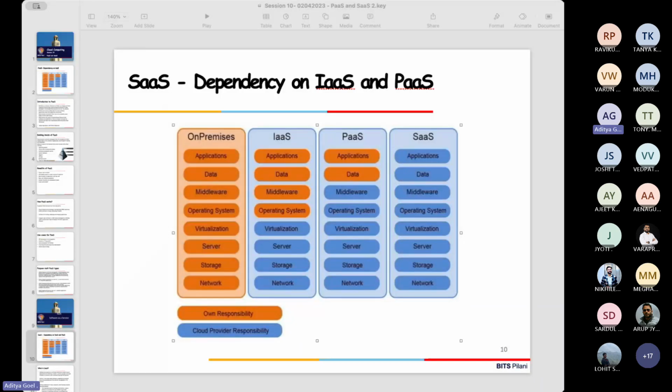SaaS is the simplest of them when it comes to usage, but underneath there are a lot of things that we would have to understand. Here is what is happening. I just have to subscribe to this particular software usage. How am I going to use it? I have a simple browser installed on my system, and then I can use it.